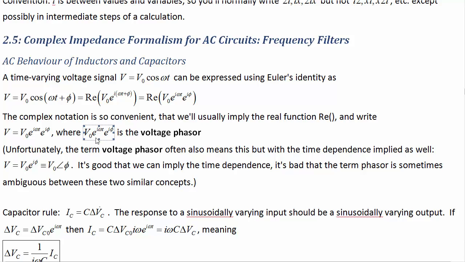If you look online, then you'll see the voltage phasor is often defined as this without the time dependence written either. So we just kind of imply the time dependence, and we write that this is the voltage. So the voltage is V naught e to the i phi, or V naught at an angle of phi, and it's implied that it's time varying according to this exponential, and it's also implied that we really mean the real part of all of that.